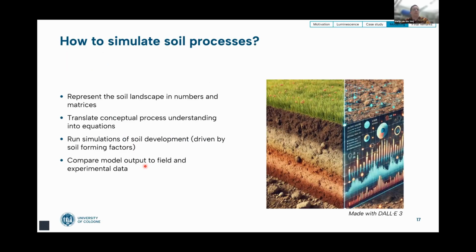So how do we actually simulate soil processes? First, we have to represent the soil landscape in numbers and matrices. We know that soils have horizons and layers and certain coordinates and dimensions. We have to digitalize this. We have to have a conceptual process understanding and try to translate it into equations. So we know the type of mixing, but we have to turn it into an equation. Then we run the simulation of soil development, and we can compare the model simulations to experimental or measured data to see what's happening in the background.